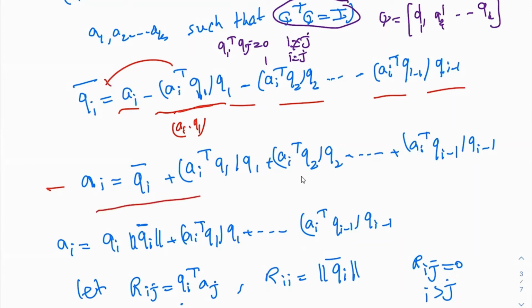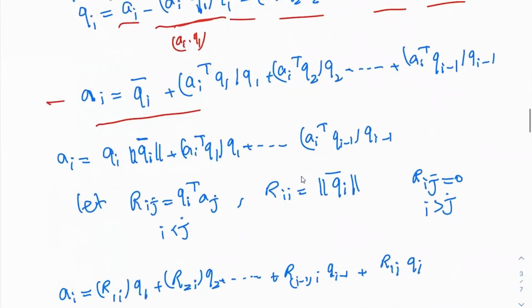Remember, what is Ai? Ai is the ith column of matrix A, right? After all, we need to understand what these terms are intuitively, right? Ai is the ith column of matrix A, and Q1 is the first column of matrix Q. Qi minus 1 is the i minus 1 column of matrix Q. Okay, good.